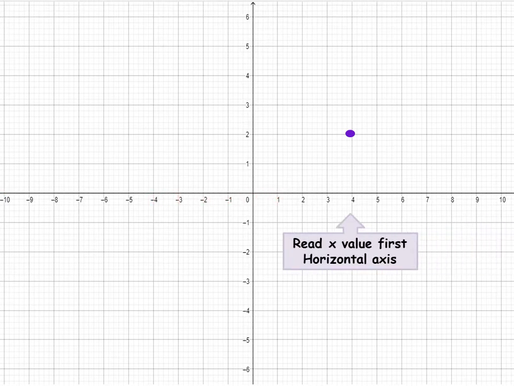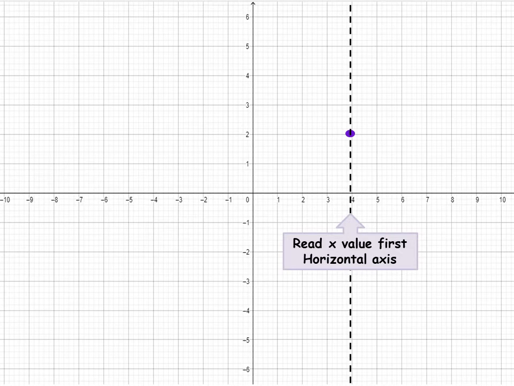Let's try. Does -2 line up with the dot? No. Does 3 line up with the dot? Let's try going in a straight line. No, it does not.